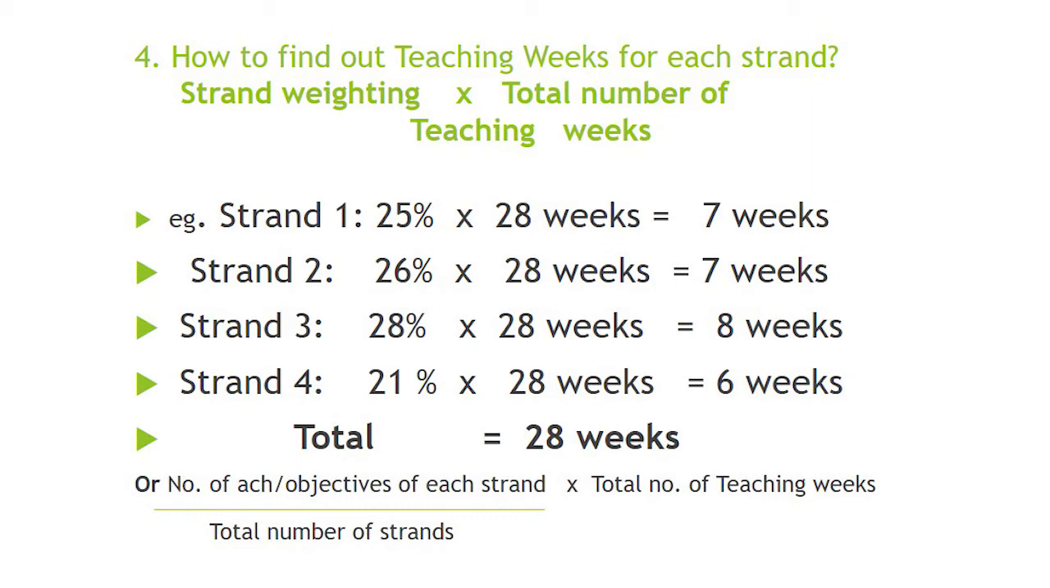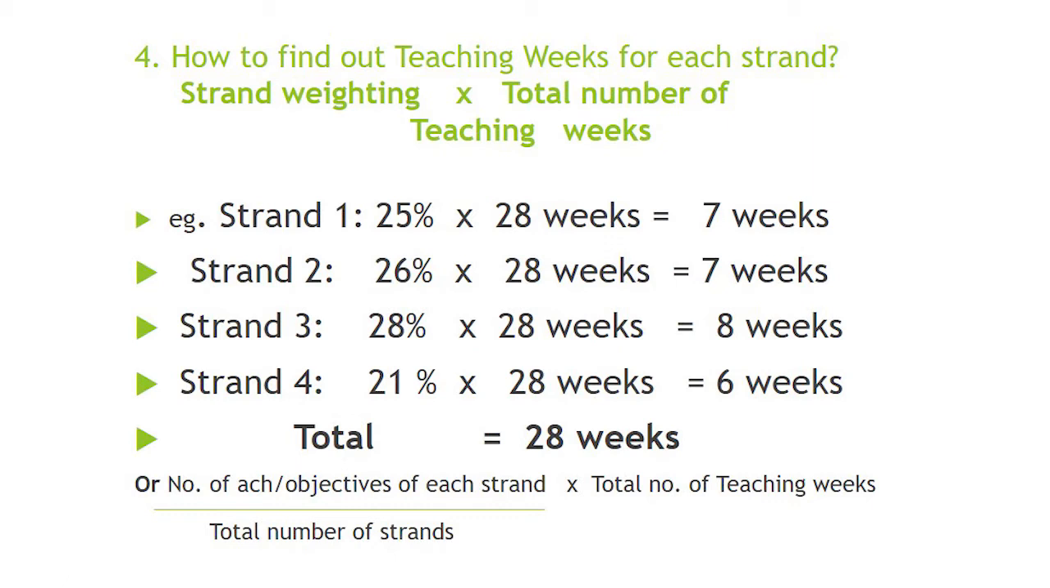Strand weighting multiplied by the total number of teaching weeks. So you have to find out the number of weeks that you are going to teach each strand. For example, the first strand, 25% weighting multiplied by the total number of teaching weeks, that's 28, and that gives 7 weeks. So you have to spend 7 weeks to teach the first strand.